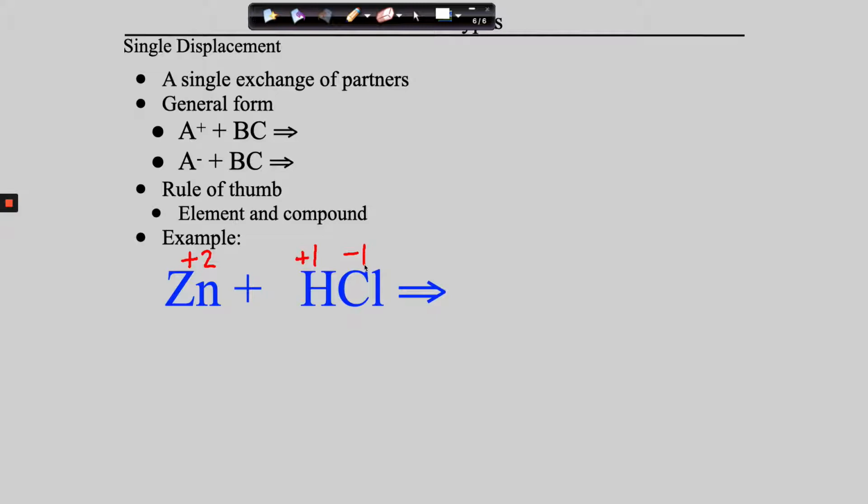Negative chlorine, right? But now we've got to be careful, because if zinc is +2 and chlorine's -1, how many zincs do we need? How many chlorines? 2. So guys, the product is going to be ZnCl2. Does the equation balance? No. But we'll figure that out in a minute.